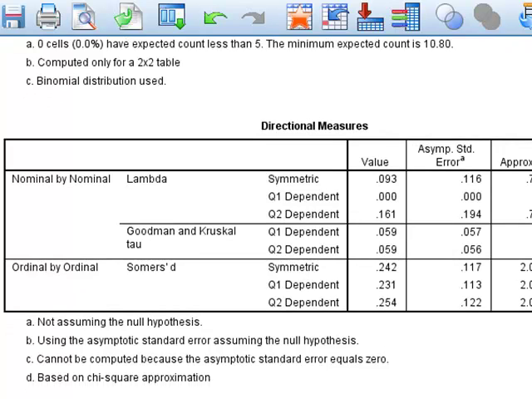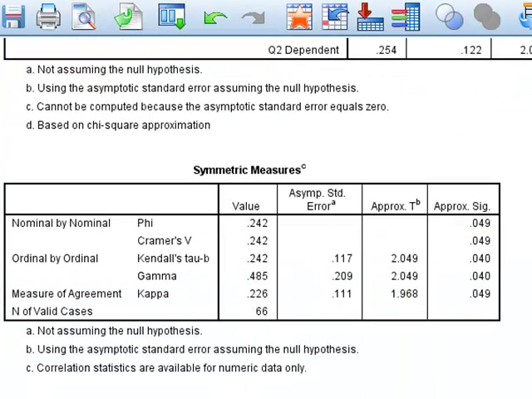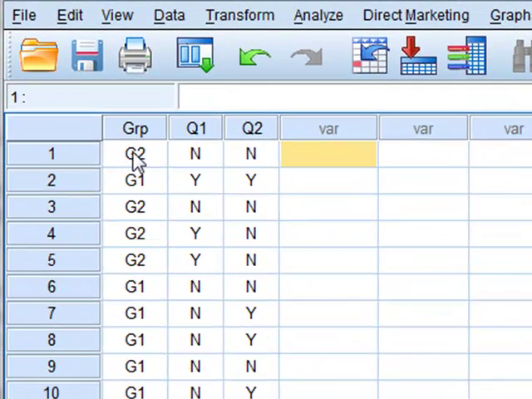The analysis also records the various directional measurements, lambda, Goodman and Kruskal's tau, Somers' D, and the symmetric measures of phi and Cramer's V. We can also perform this analysis separately for the two different groups, and we will do this by treating them as layers within the analysis.